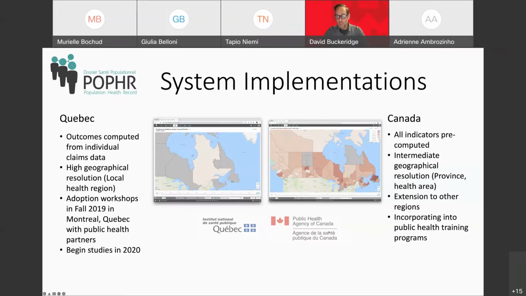The second implementation, which is the one I've been showing you so far through the web application, is publicly available. There is a login required for the Quebec access, but for the Canadian one, it's publicly available. And here, all indicators were pre-computed. So we're not using the part of the infrastructure that goes from raw claims data to compute indicators. We're using previously computed indicators and really focusing on the ability of the application to organize those indicators using the causal knowledge. And this has information available at the provincial scale, but also down to the health region scale, which you can see on this map.